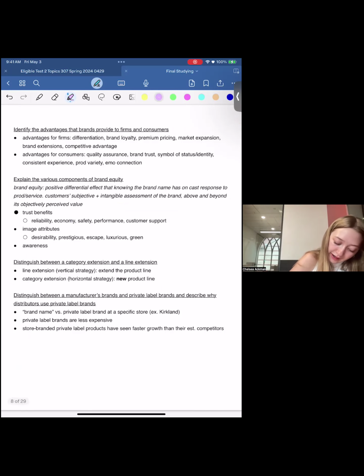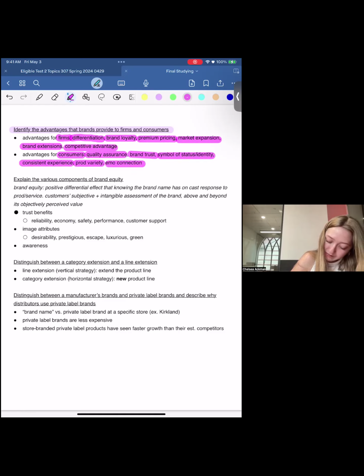And then we're going to identify the advantages that brands provide to firms and consumers. Advantages for firms are differentiation, brand loyalty, premium pricing, market expansion, brand extensions, and competitive advantage. For consumers, you have quality assurance, brand trust, a symbol of status or identity, consistent experience, product variety, and emotional connection.